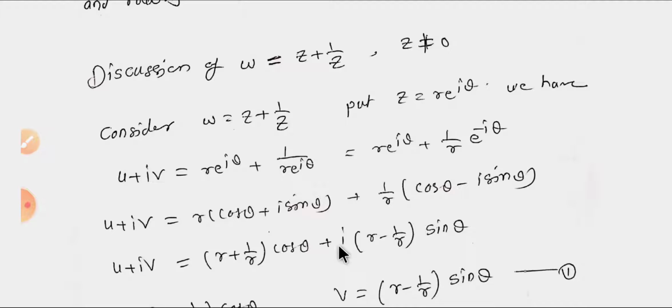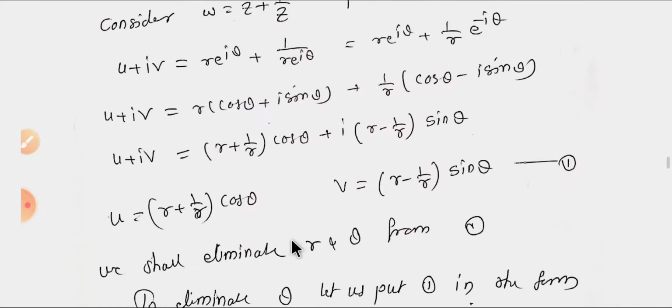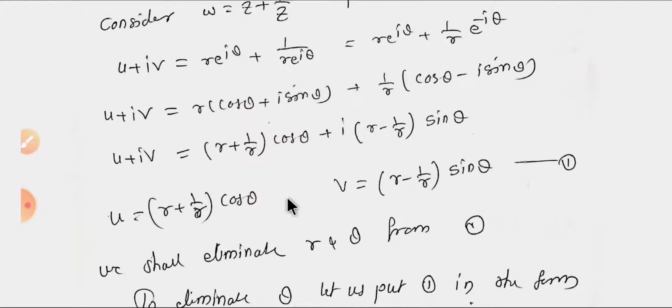So we have u plus iv. By simplification, u plus iv equals e raised to r e raised to i theta plus 1 by r e raised to i theta, r e raised to i theta plus 1 by r e raised to minus i theta. And e raised to i theta is cos theta plus i sin theta, and e raised to minus i theta is cos theta minus i sin theta. So equating real and imaginary parts, we get u equal to r plus 1 by r cos theta and v equal to r minus 1 by r sin theta.